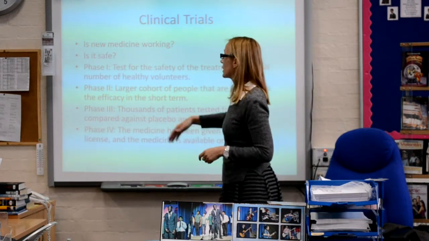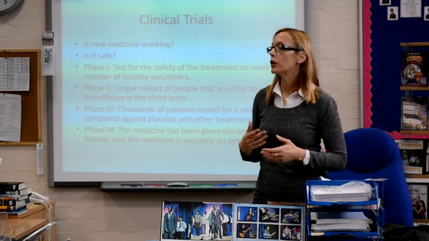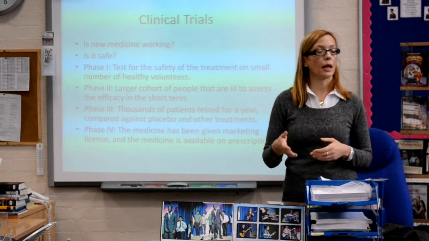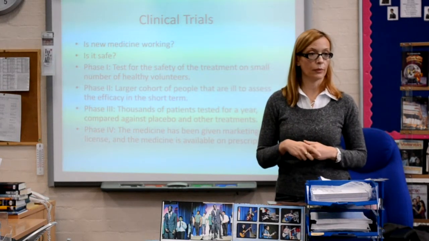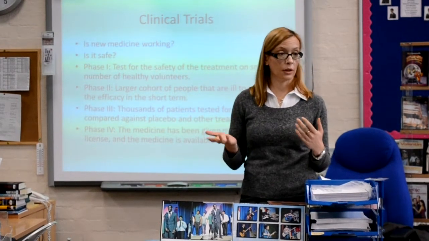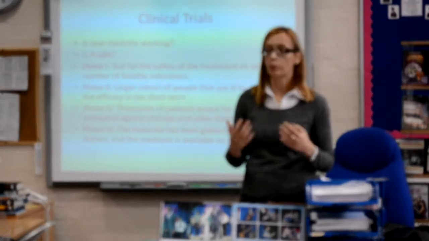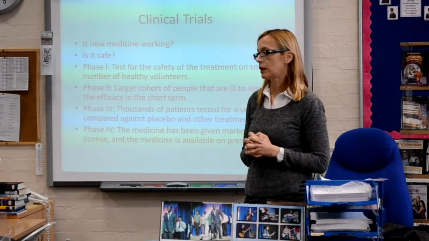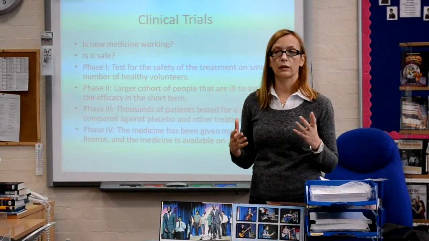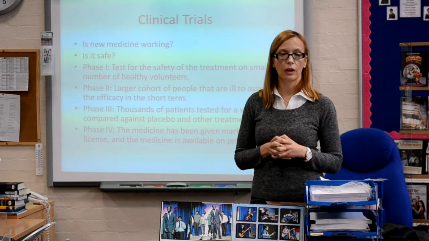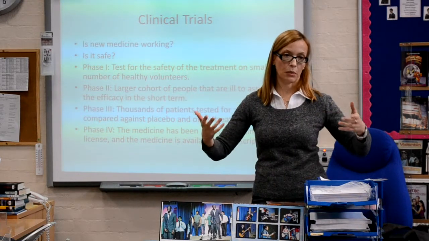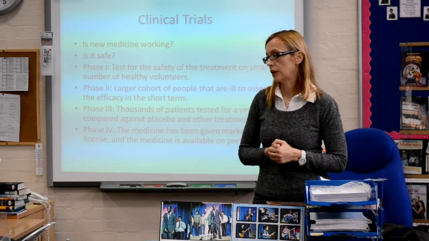In the second phase, phase 2 clinical trials, we will be looking at a larger cohort of people that are ill, and at that point we will assess the efficacy in the short term. So we will be looking at, I don't know, depending on the disease, hundreds up to 1,000 patients, but really depending on the disease that you're looking at. And by first establishing the level of tolerance that the healthy individuals will have, in this phase we will be using those levels of medication in order to test for their efficacy.